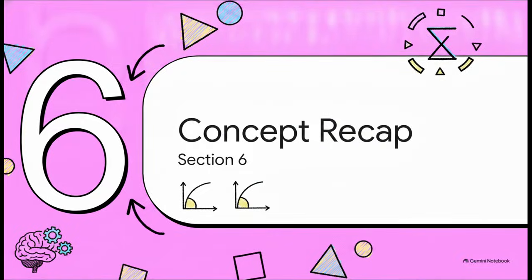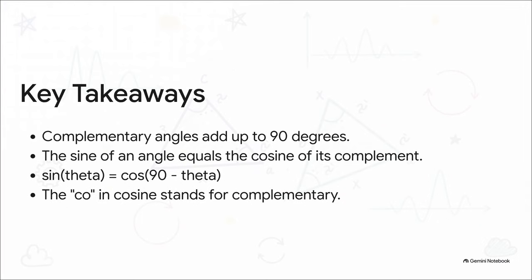Section 6, Concept Recap. All right, let's do a high-energy recap of the required concepts we completely mastered today. First up, complementary angles always add up to 90 degrees. Second, the sine of an angle strictly equals the cosine of its complement. We proved this algebraically with the cofunction identity: sine of theta equals cosine of 90 degrees minus theta. And finally, we learned that the co in cosine literally stands for complementary.